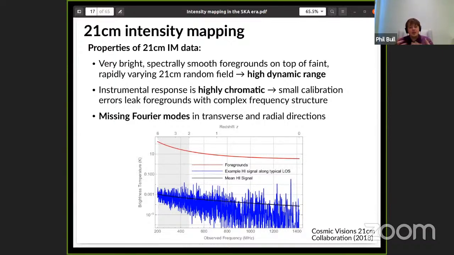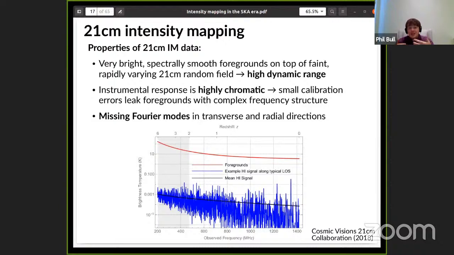So here's a kind of simulation example. The plot you can see here is observed frequency along the x-axis. Remember that can be mapped to redshift for the 21 centimeter emission. And then on a logarithmic y-axis, you've got the brightness temperature. And you can see you've got your foregrounds in red. And then you've got your mean HI, your 21 centimeter signal, and your fluctuations along the line of sight in blue, near the bottom. So you see that there are several orders of magnitude between them. And you can see the structure in the fluctuations of the signal. And that structure is the large scale structure.